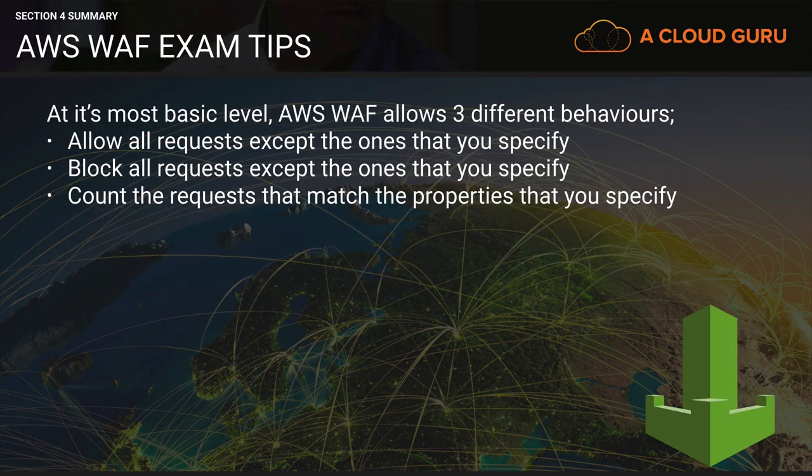In terms of AWS WAF, at its most basic level, it allows you to do 3 different things: allow all requests, block all requests except for the ones that you specify, and then, of course, count the requests that match specific properties that you're searching for. So you may have some new types of data coming in and you're not sure if it's good or bad, so you don't want to block it, but at the same time, you're not sure you want to allow it either. So you go through and count it and monitor it that way, and then if it does turn out to be malicious, you can go through and block it.